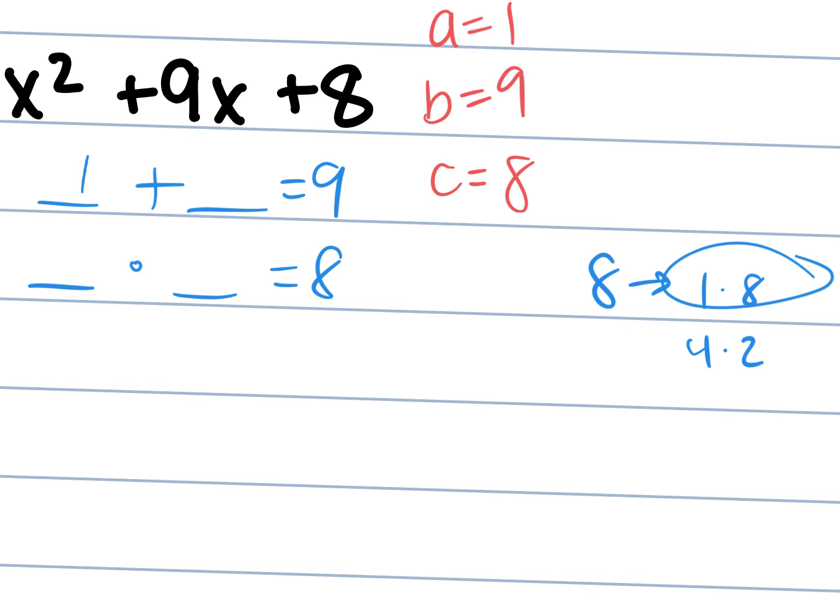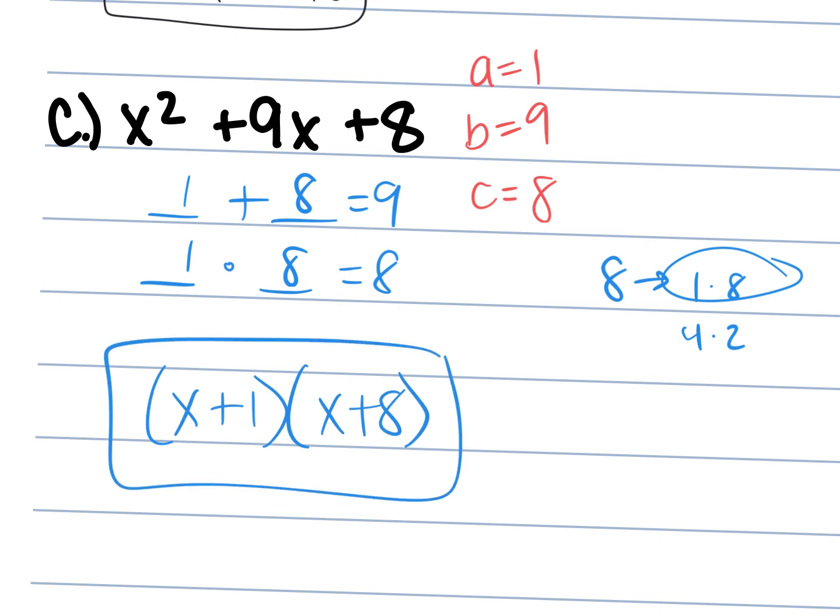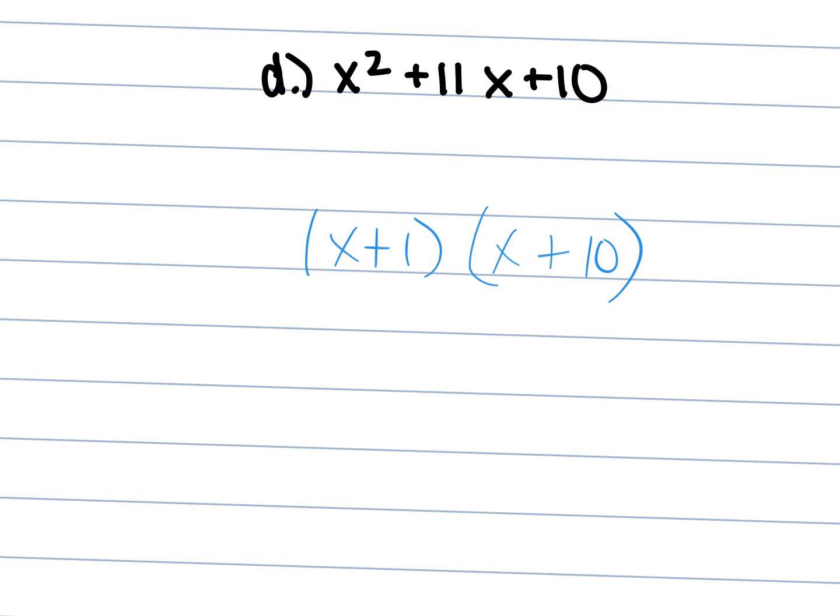So I put 1 here and 8 here. It works. What is my final answer? X plus 1, parentheses, X plus 8. We're good. Any questions? Okay, do D. Go. Okay, answers on the board: it's X plus 1 and X plus 10. Check in your group. Make sure you're all on the same page.